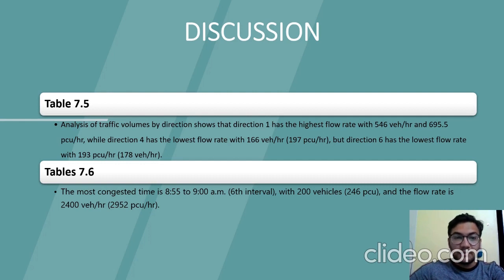For table 7.6, the most congested time is 8:55 to 9 a.m., with 200 vehicles and the flow rate is 2,400 vehicles per hour.